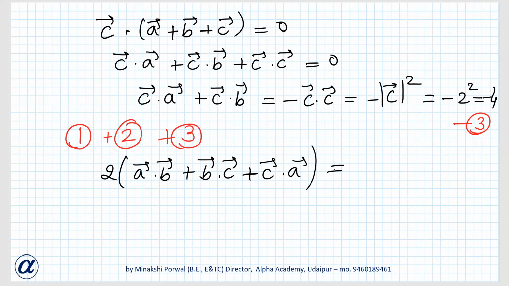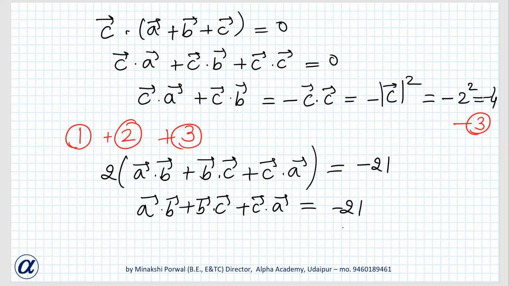And when we add RHS of all of them, -1, -16 and -4, that is minus of 21. So A dot B plus B dot C plus C dot A equals to minus of 21 by 2. Okay. This is what mu is actually. Okay, so this is the answer.